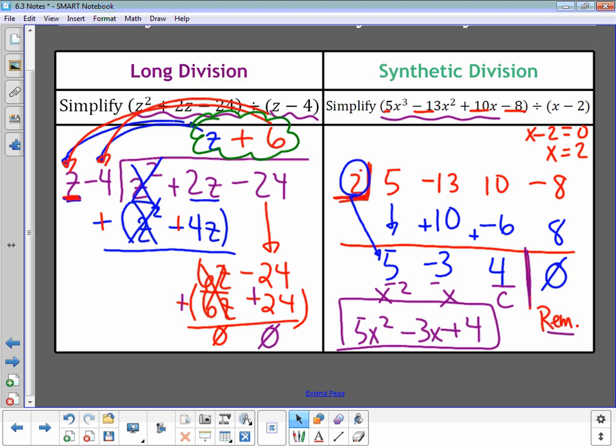So two different types of division for polynomials. One is long division, one is synthetic, and we're going to do lots of examples of both.